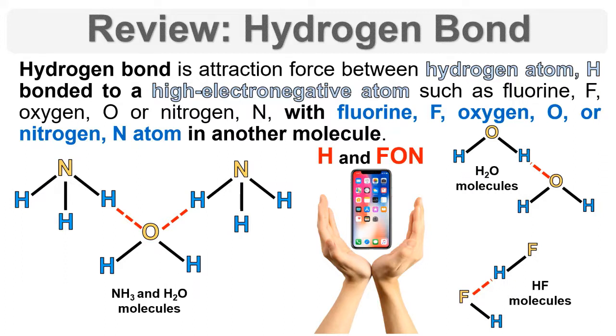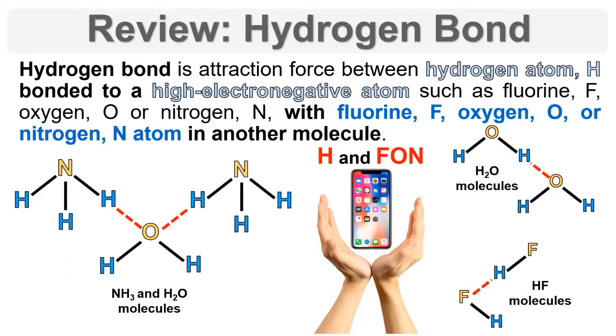Hydrogen bond is the attraction force between hydrogen atom bonded to a highly electronegative atom such as fluorine, oxygen or nitrogen, with fluorine, oxygen or nitrogen atom in another molecule. To remember, use the mnemonic "H and FON". H represents hydrogen, F, O and N represent fluorine, oxygen and nitrogen respectively.